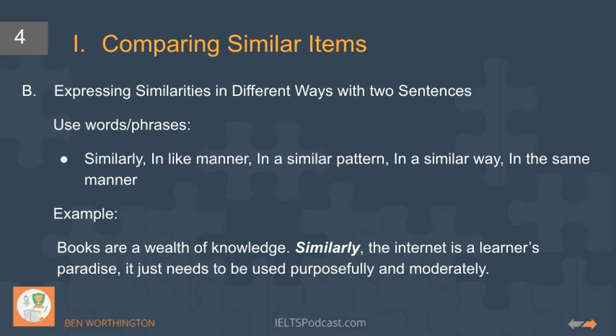I'll give you an example. Books are a wealth of knowledge. Similarly, the internet is a learner's paradise. It just needs to be used purposefully and moderately. So here we've got the short sentence, and it's linked with this one with similarly, and perhaps we could link it together, but there's nothing wrong with a short sentence. We cannot use short sentences too much, but one short sentence is fine because it shows a little bit more variety, and that's how good native English speakers will write.